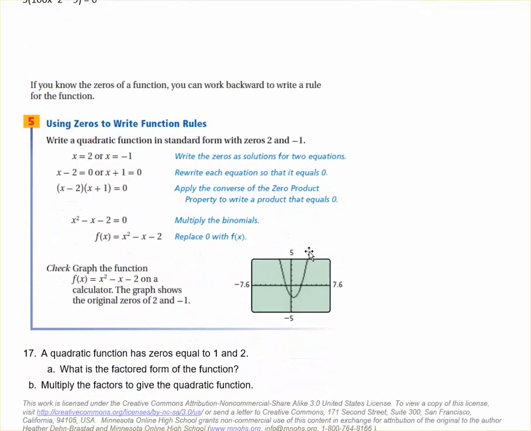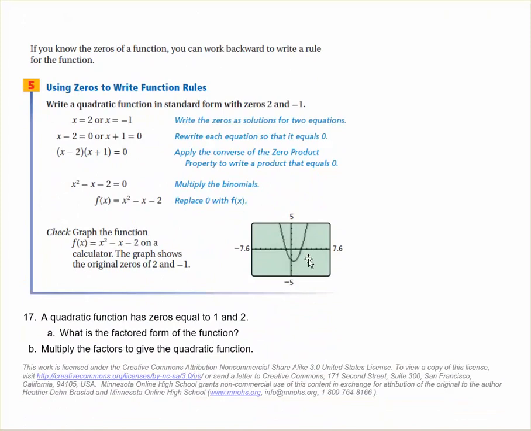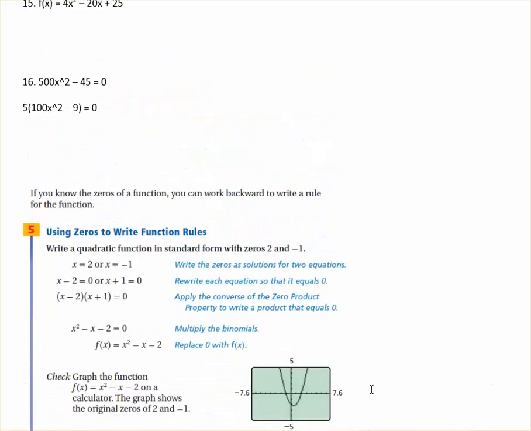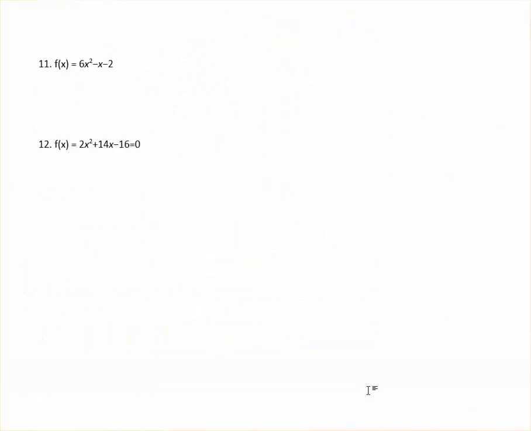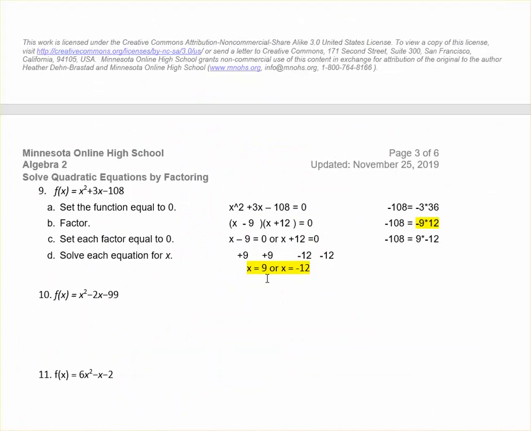All right, then there's one last part of this worksheet, and it is if you know the zeros, you can work backwards to write a rule for the function. So if we know what the zeros are, let's go back to number 9. If we know that the zeros are 9 and negative 12, you can work backwards. And you can say, well, that means that one part must have been x minus 9, and one part must have been x plus 12, and I can put them back together like this, and then I can FOIL that to get to this step. That's what we're going to be doing on these last few problems.